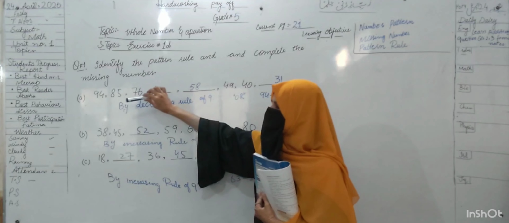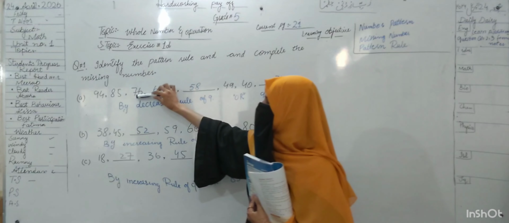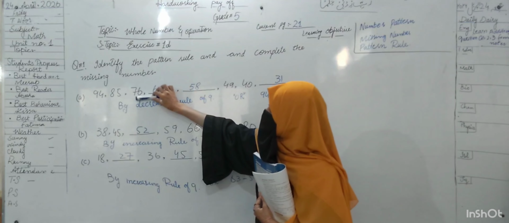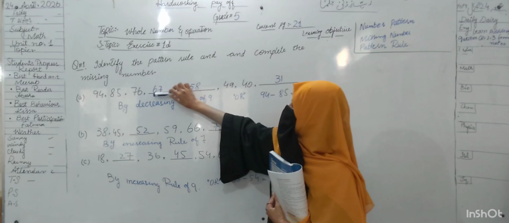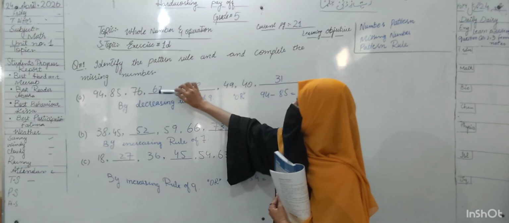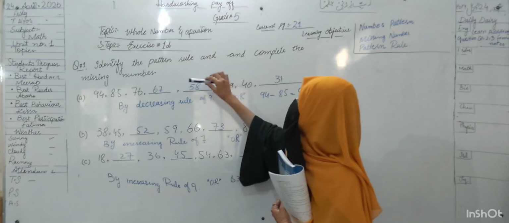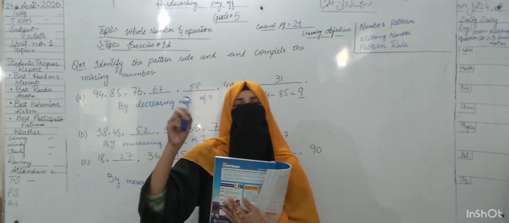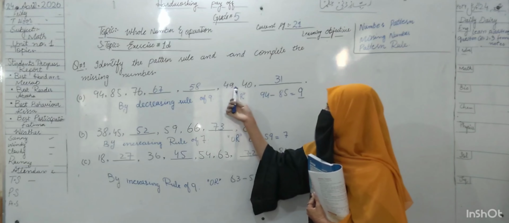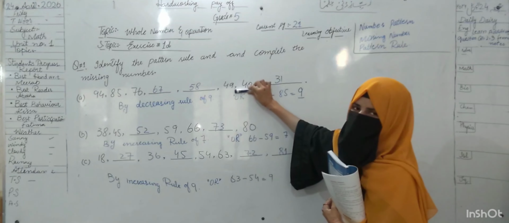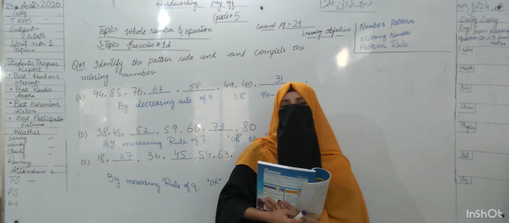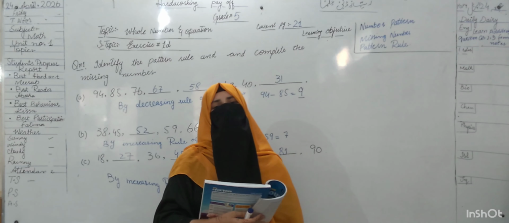So the answer is the next term. When you subtract 9, the next term, the missing number, comes. 76 subtract 9, the number is 67. Subtract 9 again, the number is 58. Subtract 9 from 58, the number is 49. After subtracting 9, the number is 40. And last, when you subtract 9, the missing number is 31.